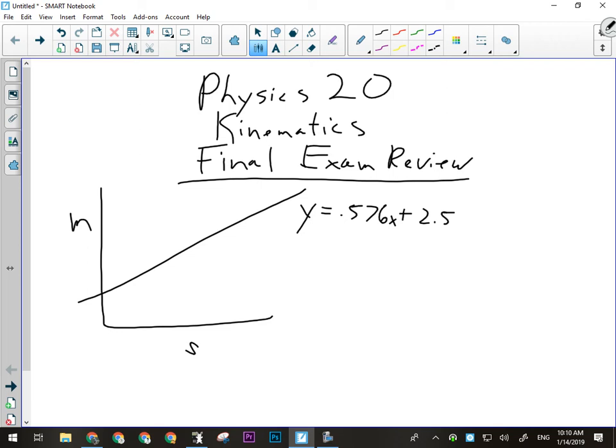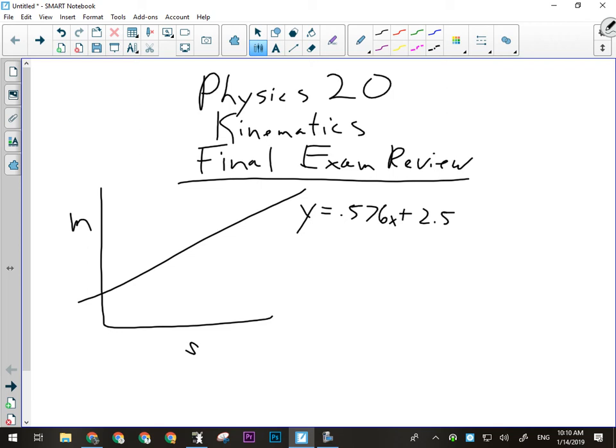If it's a linear graph like this, we've got to remember how to use y equals mx plus b, remembering that m, in this case 0.576, is the velocity of the object on this graph. That 2.5 is the initial position of the object and things like that. If you were given a graph like this, but it wasn't linear, and it was jagged or went all over the place, then you'd have to remember, if I want to calculate displacement, it's final position minus initial position. If I want to calculate the total distance, I've got to add all the sections together.